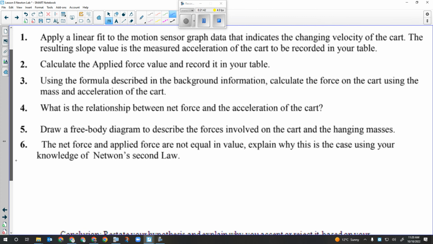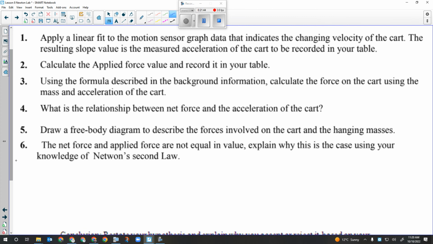Draw a free body diagram of the forces involved in real life, in what happened here in the lab. For that, and for number 6, because they go together, one's the diagram, one's the explanation. You need to tell me, how did these two things relate? If your net force was bigger than your applied force, explain why that might have happened. Some of you might have that. If your net force was smaller than your applied force, some of you might have that situation. Explain why. What other forces were involved?